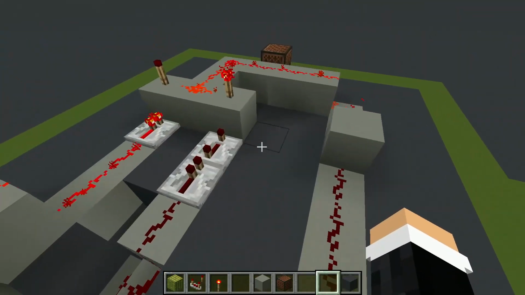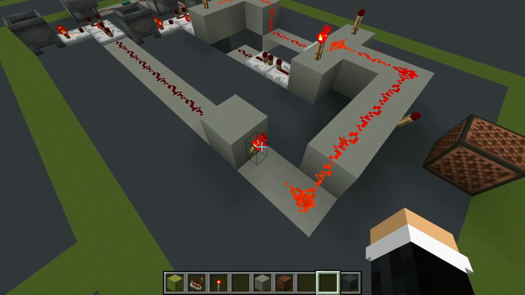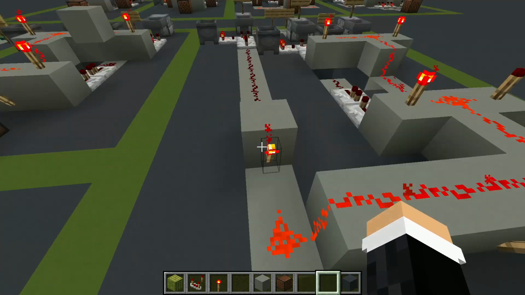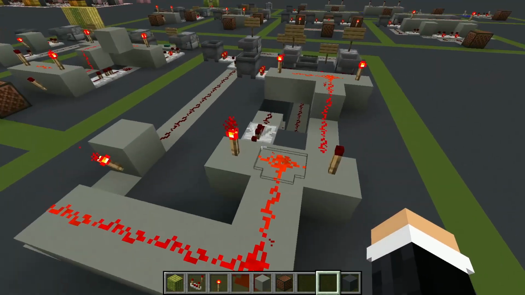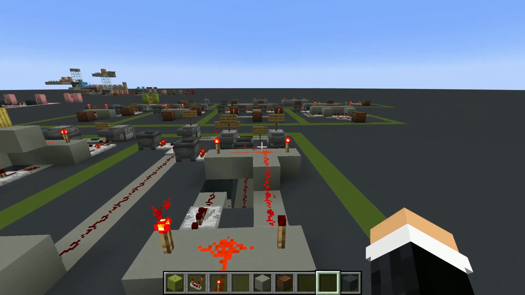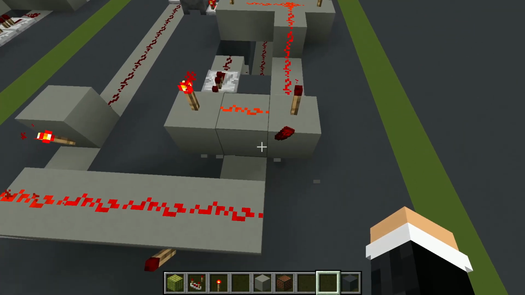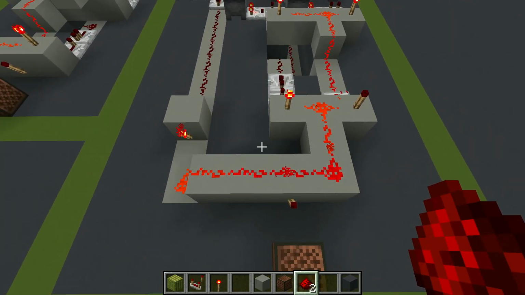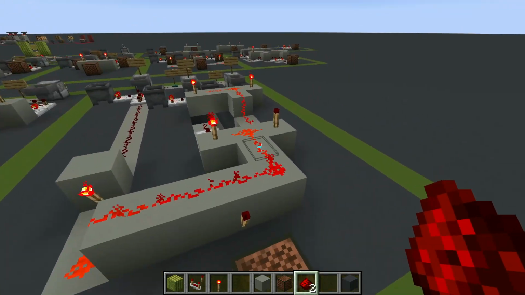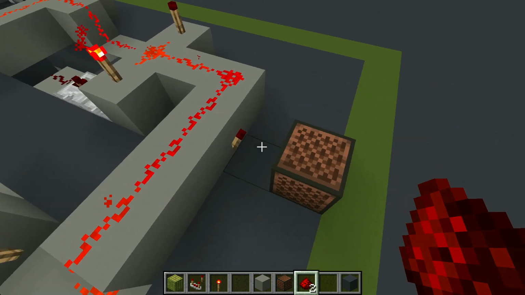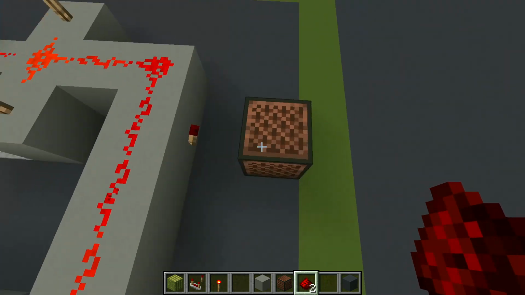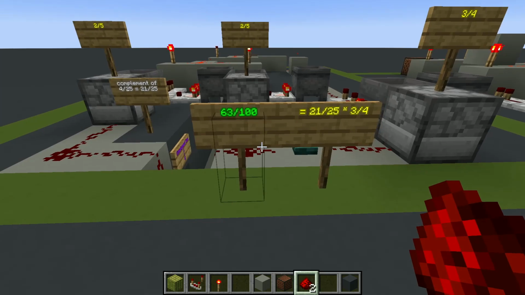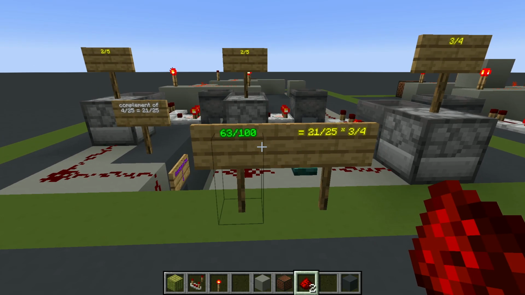So then what we do is we take the 3/4 line and we put it into an AND gate. So this needs to be off. So that's the 3/4 line activated. And then both of these need to be off. So that's the complement of the 4/25 occurring. So then what we end up getting is that, so that all goes into a single AND gate here, which then turns this torch on and activates the note block. So then that will give us a probability of 63 out of 100.